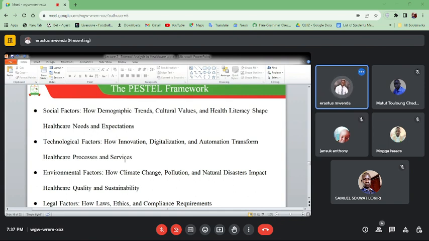And finally is on the legal factors, where we analyze in terms of the laws, in terms of ethics, in terms of our ability to comply with various requirements and meet various regulations provided by the government.